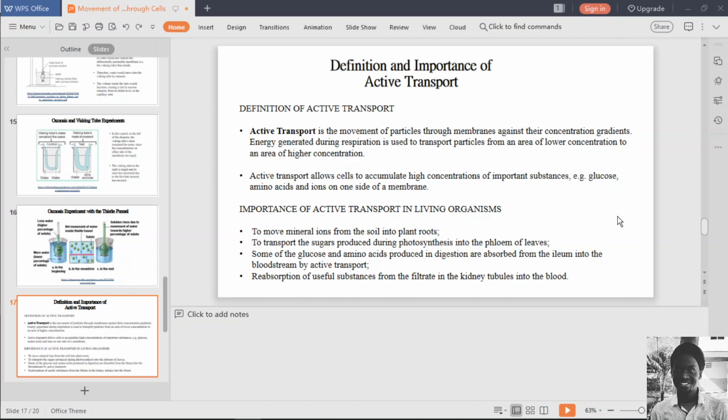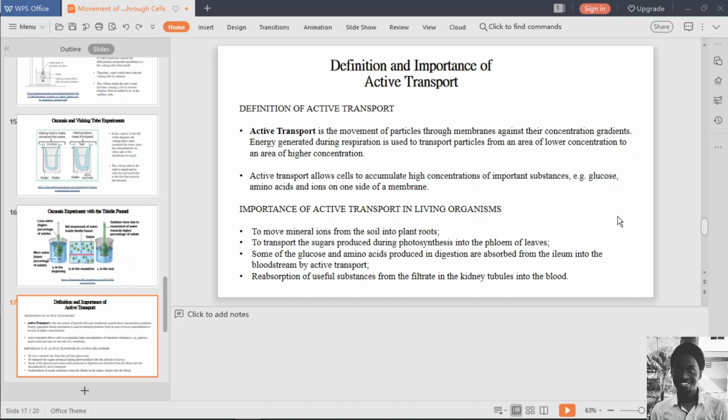from low to high. Active transport allows cells to accumulate high concentration of important substances, for example glucose, amino acids, and ions on one side of a membrane. Okay, and just as diffusion and osmosis, active transport is very important to living organisms.